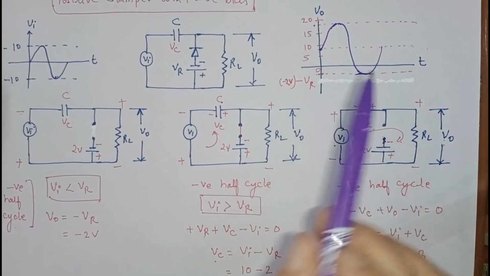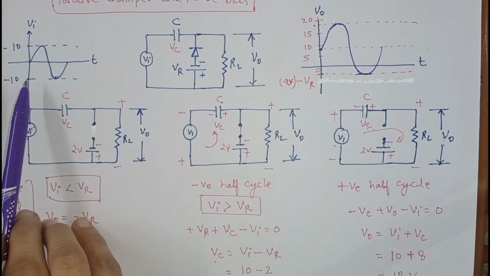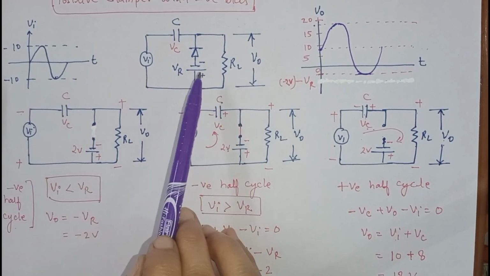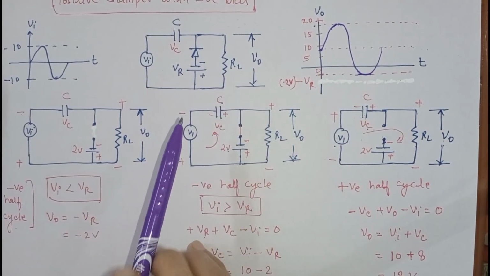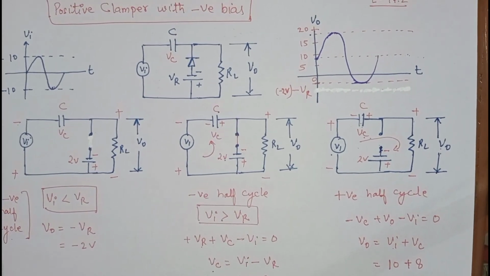So in this case, we have introduced a DC level of 8 volt in this input signal using this circuit, positive clamper with negative bias. I hope you understand the positive clamper with positive bias and with negative bias clearly.